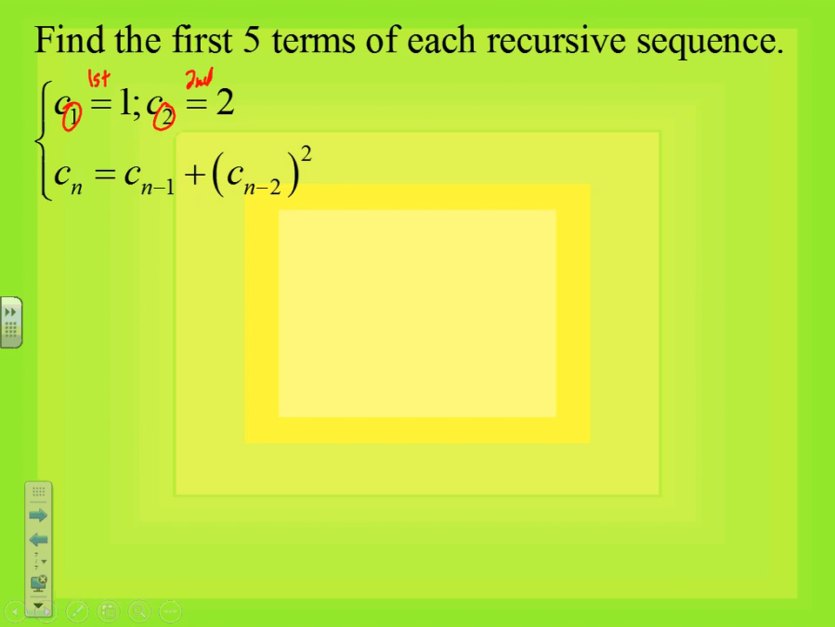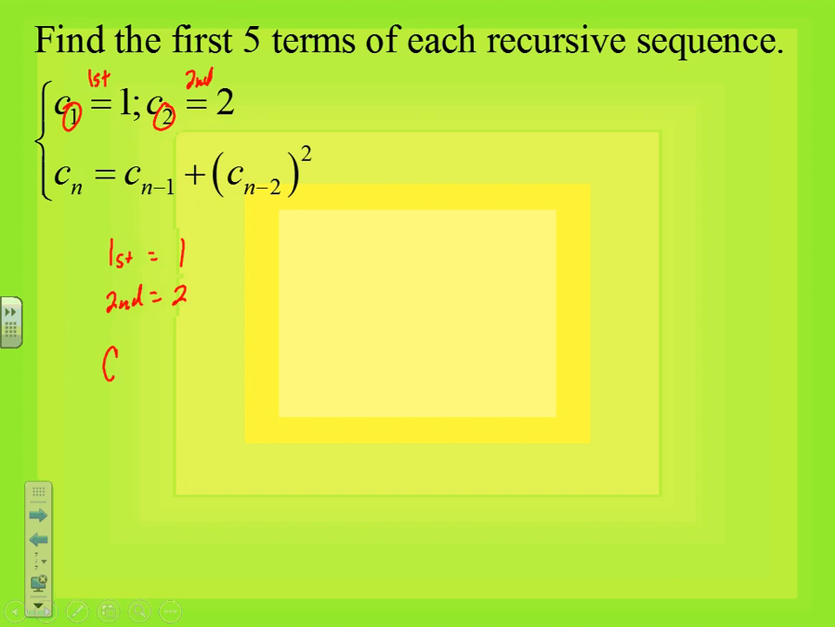So the first term in the sequence, well, it's just 1. Second, that's my 2. So now let's find the third. So I actually need the first and the second element in order to find the third one. So let's see what we get here. So let's go ahead and start plugging in our numbers.